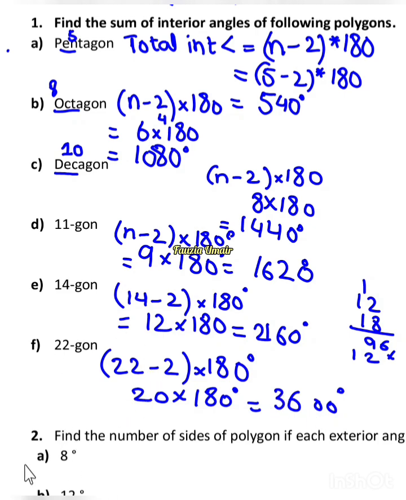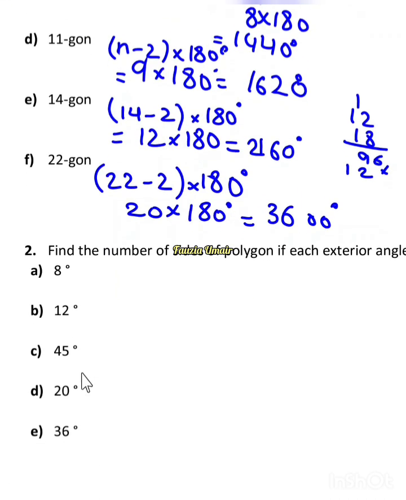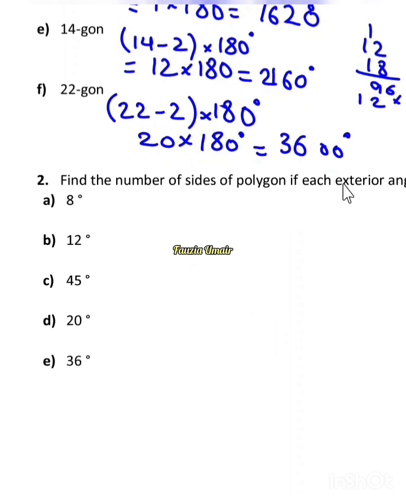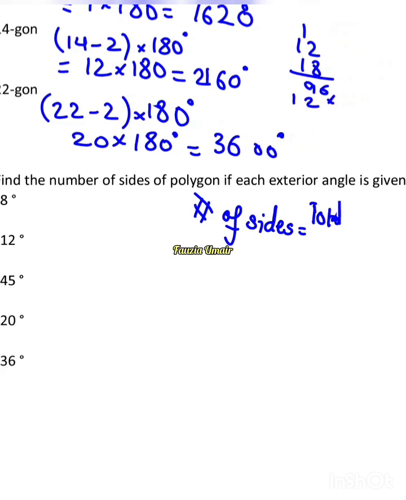Moving on to the second question. The second question is, find the number of sides if the exterior angle is given. If each exterior angle is given, then you need to calculate the number of sides. You need to remember this formula: the number of sides of a polygon is equal to the total exterior angle divided by one exterior angle.